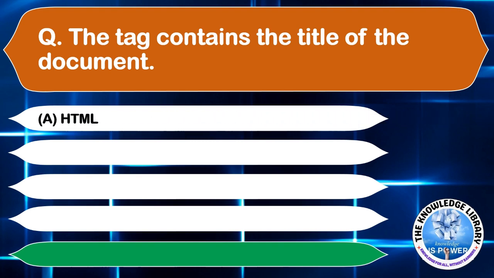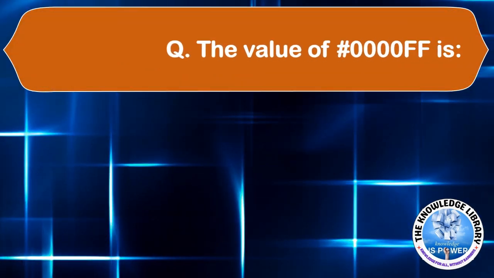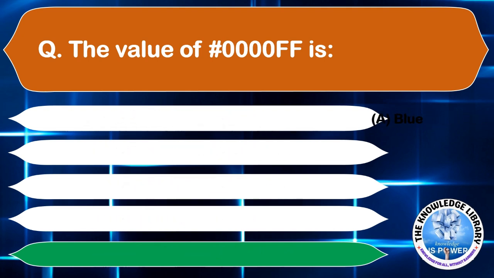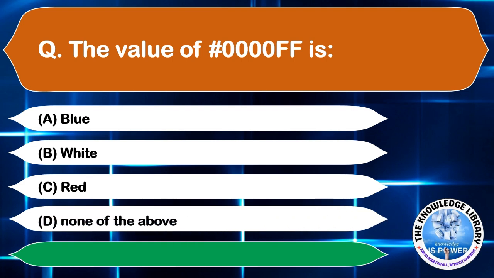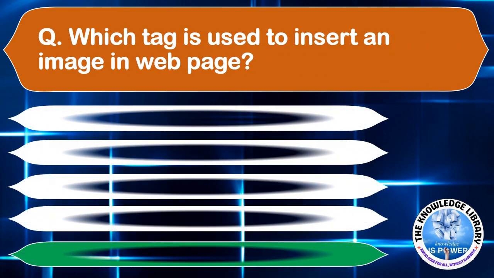The next question is, the tag contains the title of the document. Option A, HTML, option B, head, option C, body, option D, title. The correct answer is option D, title. The next question is, the value of hashtag 0000FF is option A, blue, option B, white, option C, red, option D, none of the above. The correct answer is option A, blue.